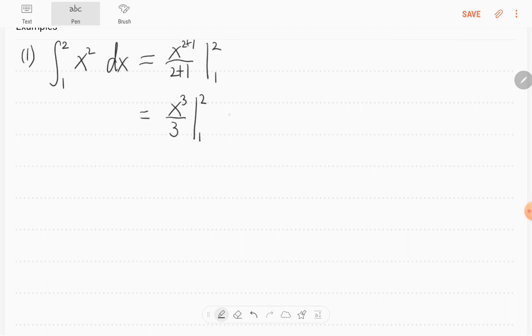So it's equal to, if you plug in 1 and 2, so this would be 2 cubed over 3 minus plugging in 1 cubed over 3. So this would be, this is 8 minus 1, so it's 7 over 3.